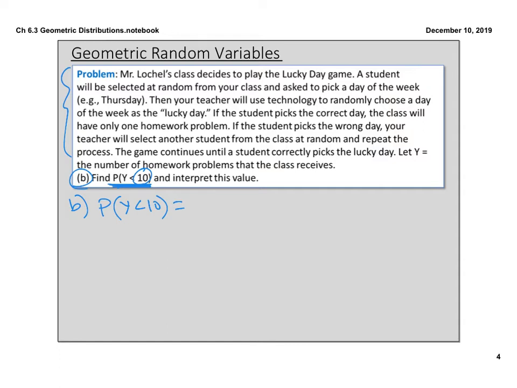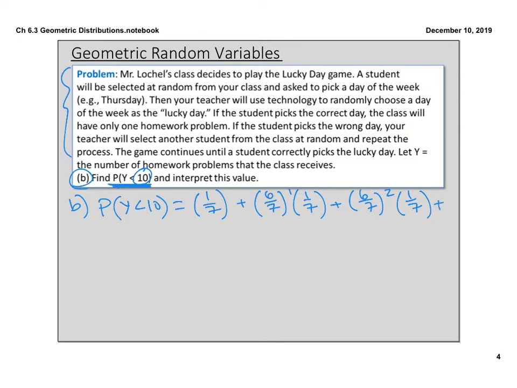I would have the probability that my success happens on the first try is just 1/7. Then I would need to add the probability that my success happens on the second try. So that means I have 1 failure times the 1 success. Then I'd have the probability that it's on the third try. So that's 2 failures times the 1 success. I need to keep that going.